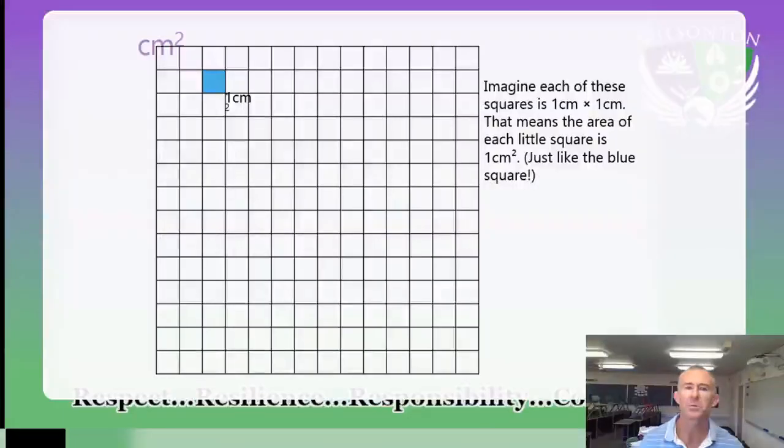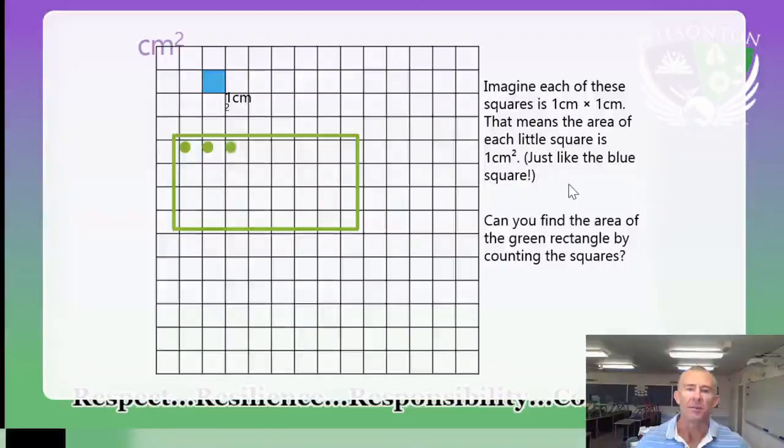Okay, why is it called squared? So if you look at the screen now, we've got a grid, and it's been divided up into 1 centimetre squares. So just imagine that each one of those squares is 1 centimetre, so 1 centimetre high by 1 centimetre wide. That means the area of each little square is 1 squared centimetres, just like the blue square there.